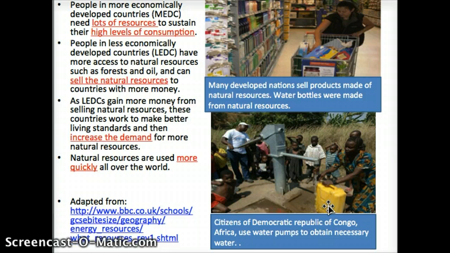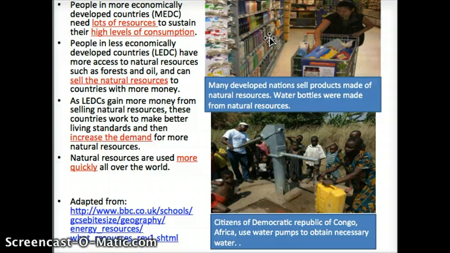So people in more economically developed countries need lots of resources to sustain what we call high levels of consumption. And what that means is, for example, developed countries sell lots of products that have packaged materials that actually come from natural resources. So, for example, water bottles are made from a fossil fuel because plastic is actually made from fossil fuels, and not only are they individually packaged, they sell it to you in that package and they have the water inside.